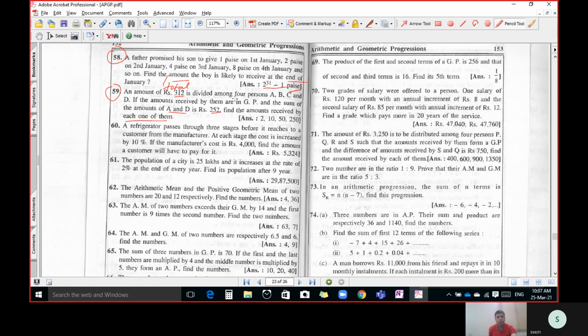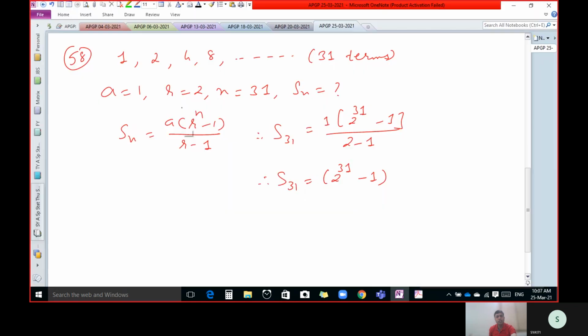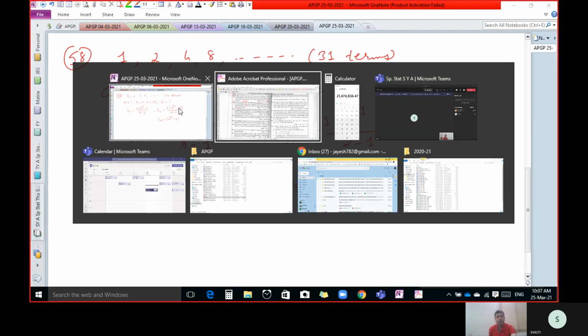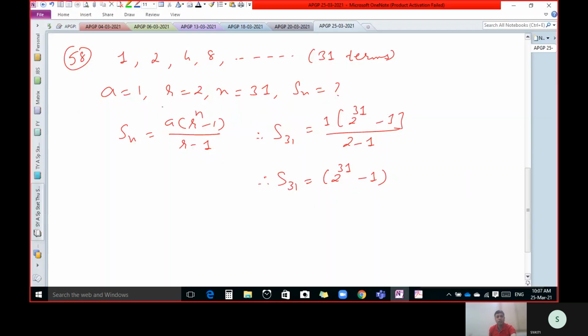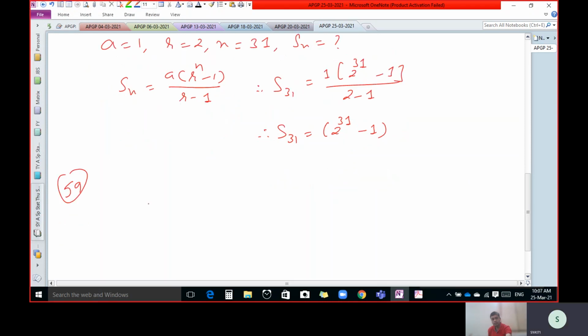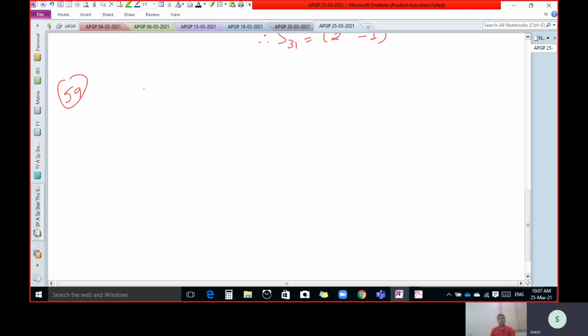So here there are 4 persons, which means we have to assume 4 terms in GP. But here the product of those 4 terms is not given. So which 4 numbers do we have to assume? Can you tell me? A, A into R, A into R square. Correct. Let us assume A, B, C, D get amounts A, AR, AR square, AR cube.